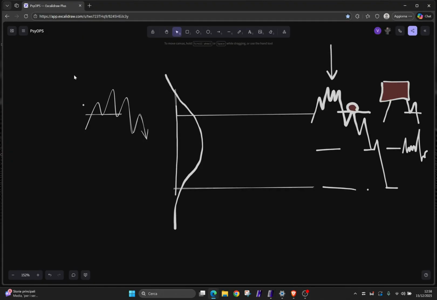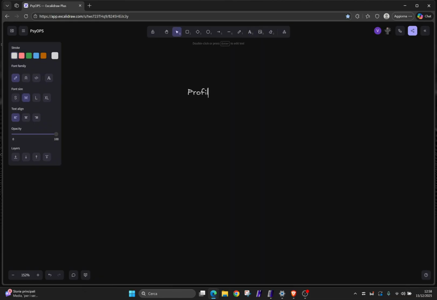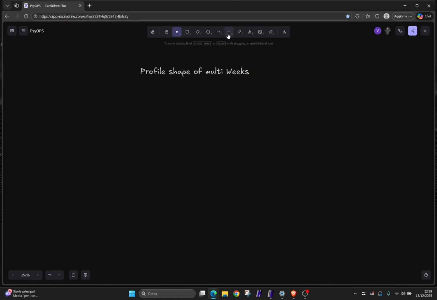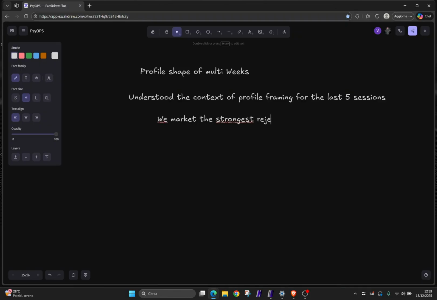So going back and making a summary of this amazing session together, we understood the profile shape of the multi-week, and we saw this from the composite. Then we understood the context of profile for the last 5 sessions. We marked the strongest rejection points. We analyzed the most valuable delta levels.